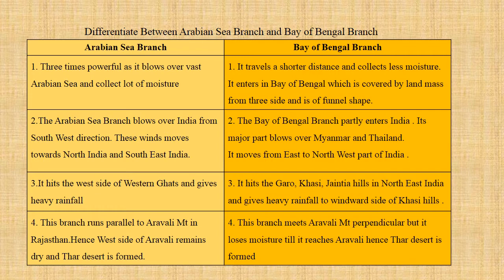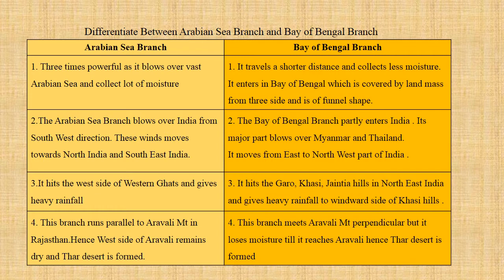Third point: the Arabian Sea branch hits the west side of the Western Ghats, and that's the reason the Western Ghat windward side receives heavy rainfall. Whereas in the Bay of Bengal branch, the Garo Khasi Jaintia hills in northeast India will receive heavy rainfall, especially the Khasi hills. Mawsynram lies on the windward side of the Khasi hills.